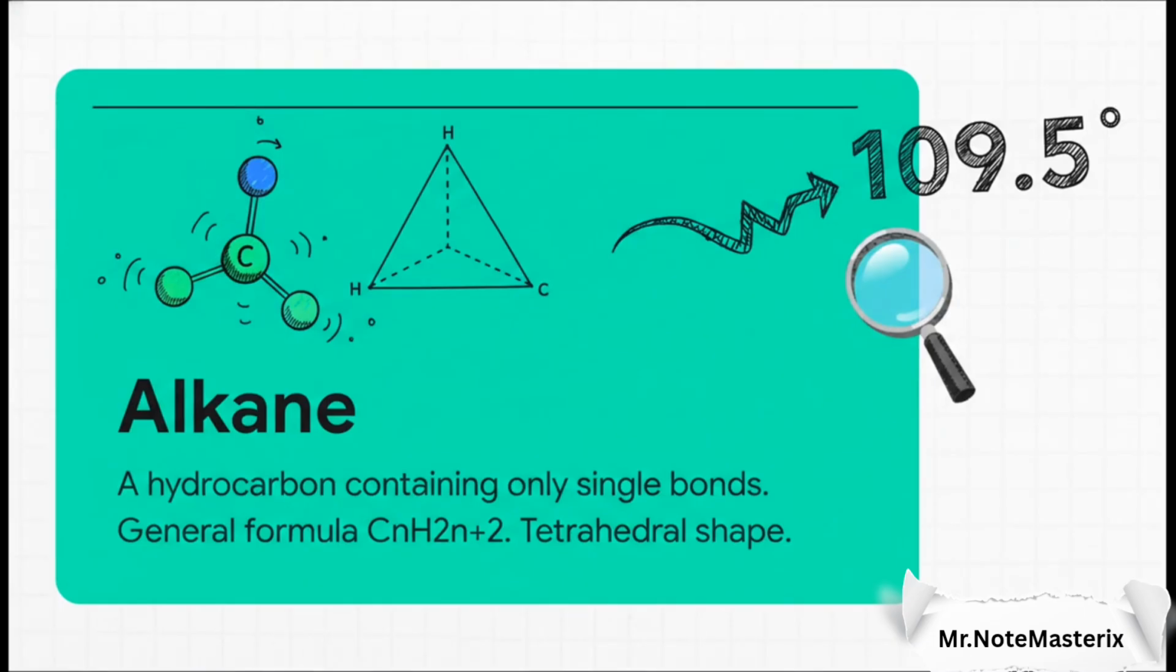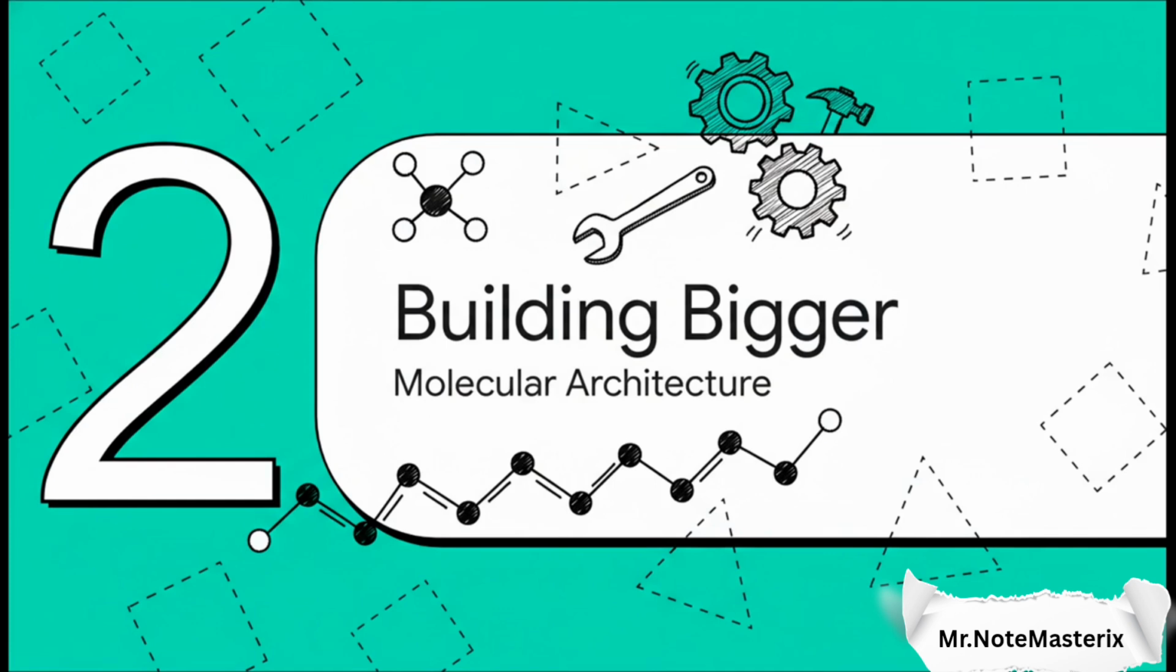Well, think of them as the ultimate minimalists of the molecular world. It's just hydrogen and carbon, connected by these super strong, super stable single bonds. This simple setup gives them this perfect tetrahedral shape with a bond angle of 109.5 degrees. And trust me, you're going to want to remember that number. It's going to be a huge deal later on. So we have our basic blueprint.